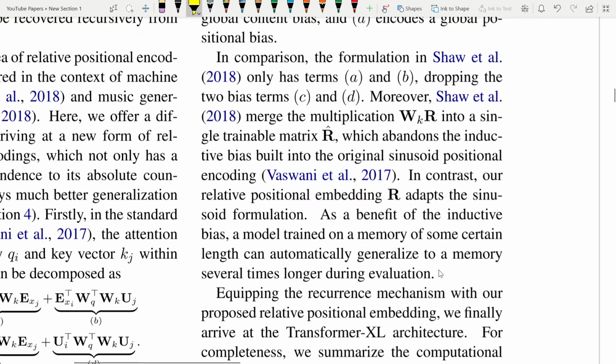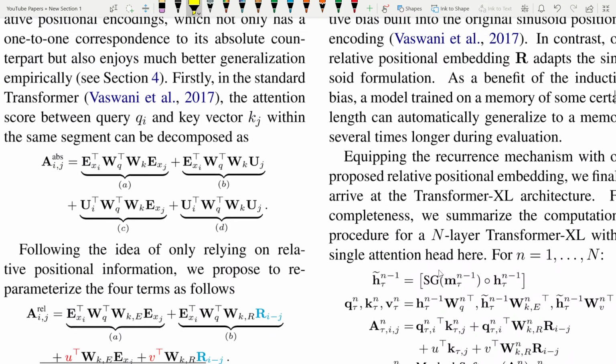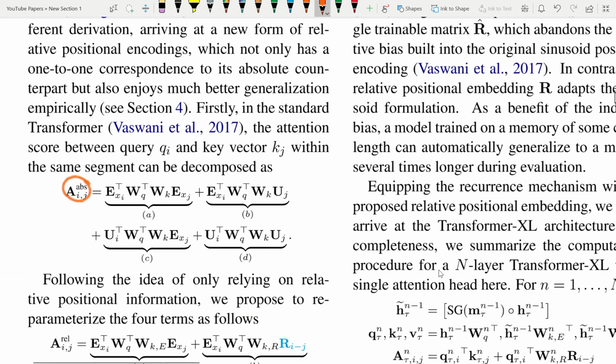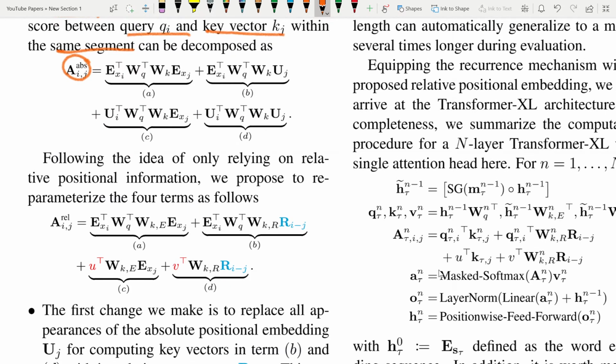I'll just briefly explain this. It is a bit bulky, so I'll move straight on to the formula. What does this represent? This is the attention score between the query Q and the key vector J within the same segment, as in a standard vanilla transformer. So what they've done is, it would have been as follows.